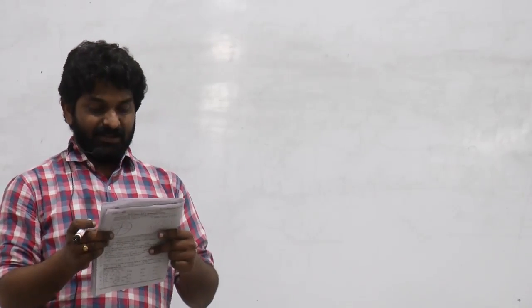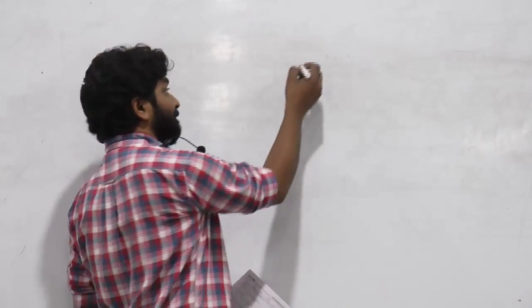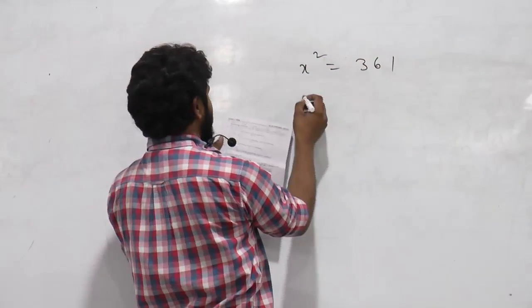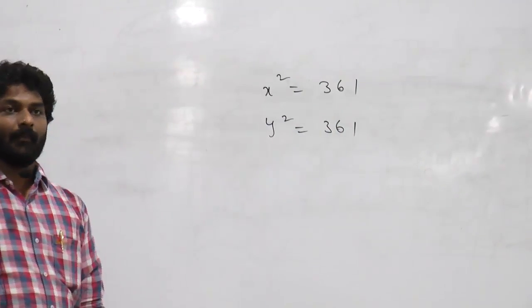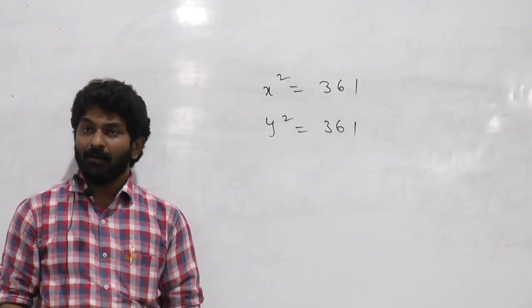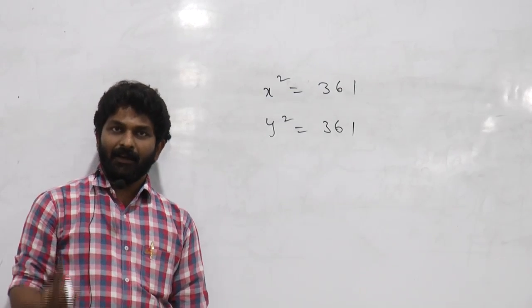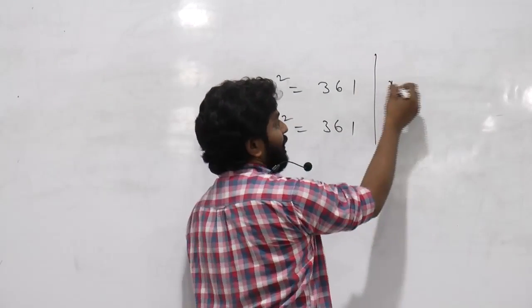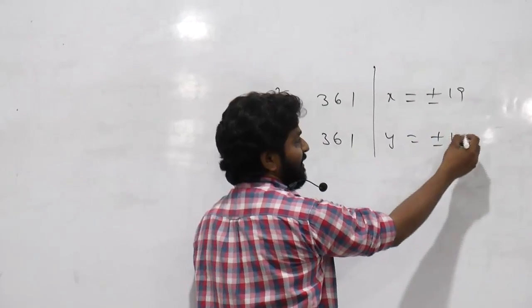Next, quadratic. 56 to 60. What is the 60th? X square is 361, y square is 361. Is x equal to y, or relation cannot be established? Remember, relation cannot be established. X is equal to plus or minus 19, y is equal to plus or minus 19.